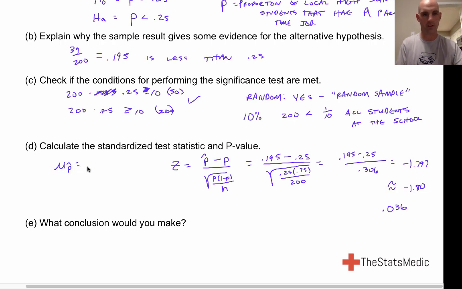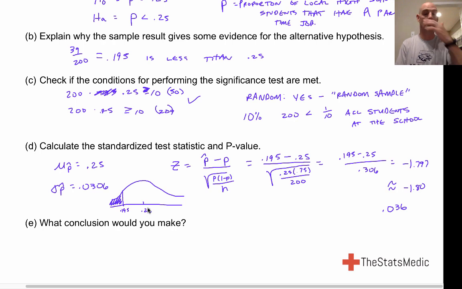And so here was our claim, this is our 0.25, and our standard deviation of p hat was equal to 0.0306. Let me sketch a little picture here. If we've got this normal curve, the 0.195 right here is below the 0.25. And sometimes drawing this picture can help support your evidence, right?